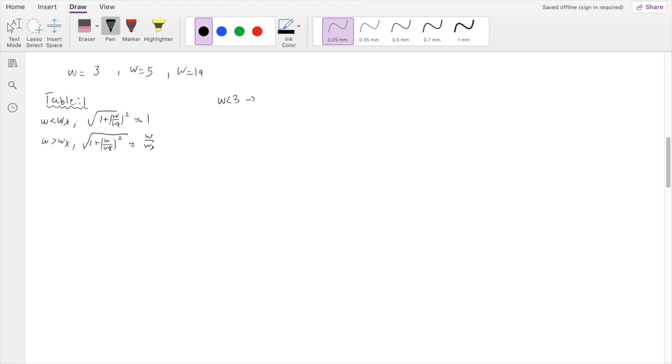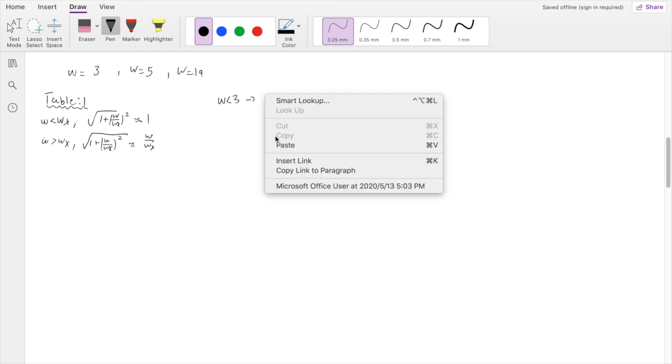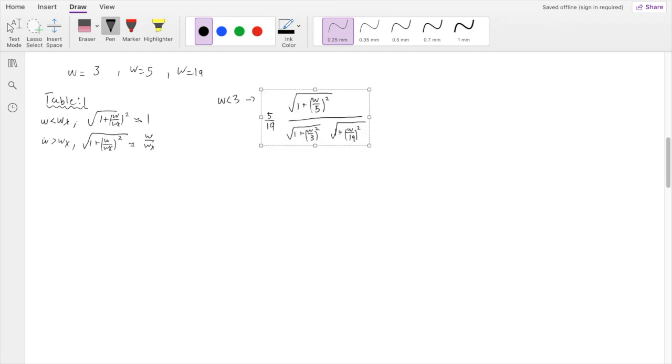So using the table to the left, we see that the frequency is going to be less than each one of our corners, which is 3, 5, and 19. So that means we can simplify each of the complex roots to be equal to 1. Right here, this will be equal to 1. This we can approximate as 1, and this we can also approximate as 1. So our transfer function ends up just becoming 5 over 19.